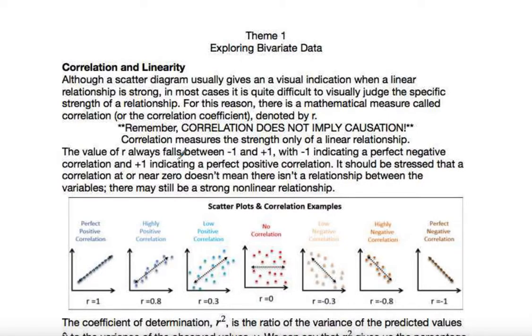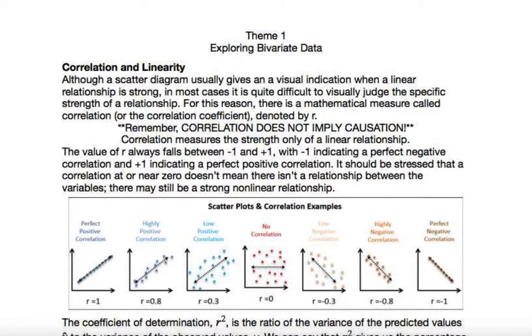So the value of R, or your correlation coefficient, is always going to fall between -1 and +1, with -1 indicating a perfect negative correlation and +1 indicating a perfect positive correlation. It should be stressed that a correlation at or near 0 doesn't mean there isn't a relationship between the variables. It just means there's not a strong linear relationship, or there's not a linear relationship. There may still be some sort of strong nonlinear relationship, and we'll get into nonlinear relationships later.